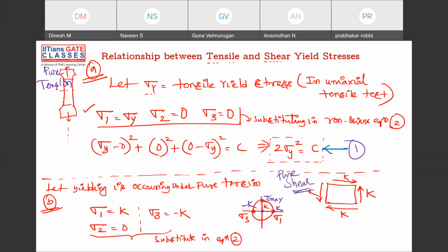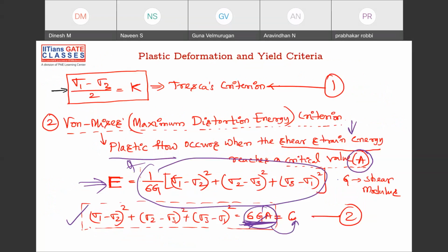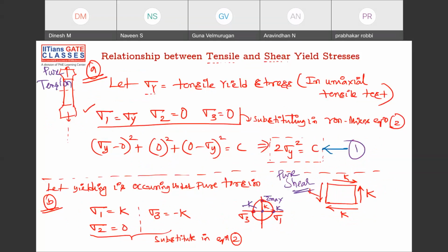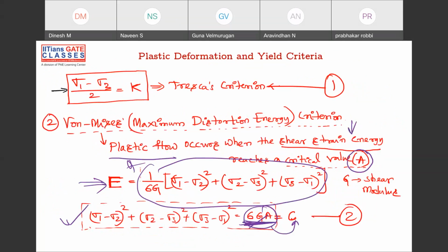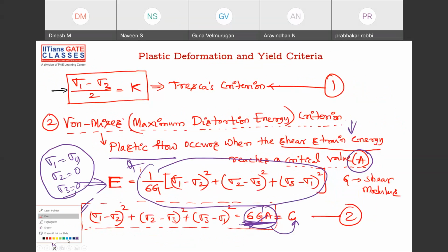So substitute in equation 2. What is equation 2? This one, the von Mises equation itself. If you substitute these three conditions in this equation: initially we substituted sigma 1 equal to sigma y, sigma 2 equal to 0, sigma 3 equal to 0, this is pure tension. Now we are substituting sigma 1 equal to K, sigma 2 equal to 0, sigma 3 equal to minus K. This is pure shear.